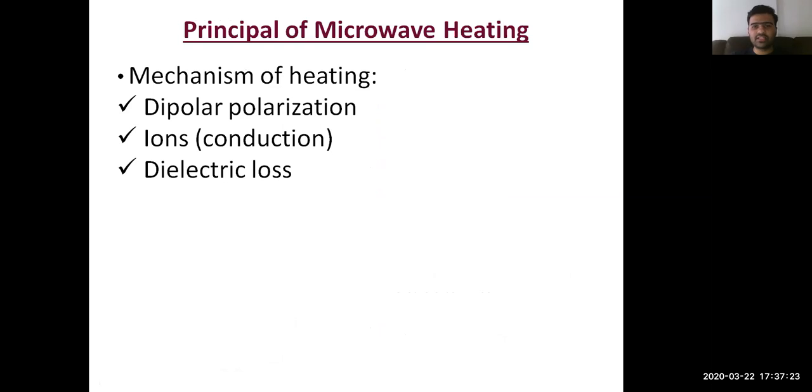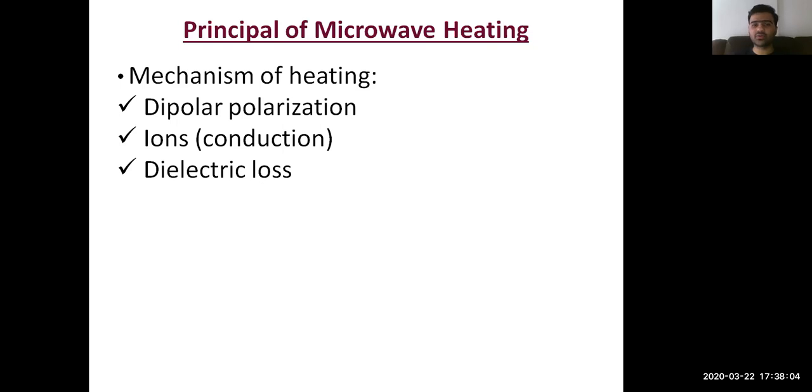So the heating through microwave can be due to one of three different mechanisms. Either there is a dipolar polarization of a polar molecule that is being irradiated with microwave radiation, or, if you have ions in solution or ions as part of the medium that you're trying to heat through microwave radiation, then there will be some conduction or mobility of ions in the presence of electromagnetic radiation, which results in heating. Or there is also another phenomenon called dielectric loss. So even due to dielectric loss, there will be some microwave heating that will be observed, right?